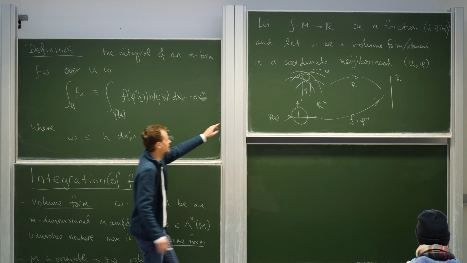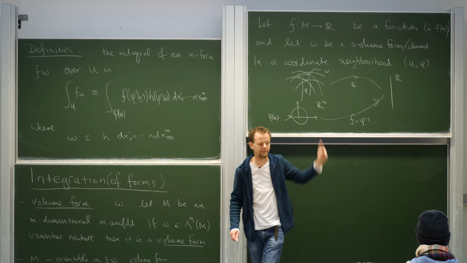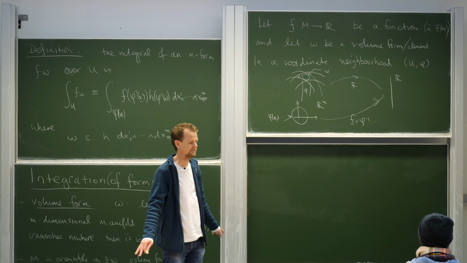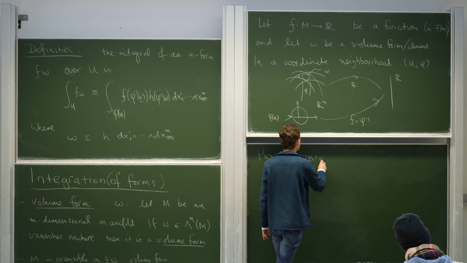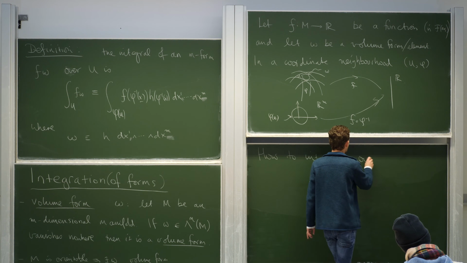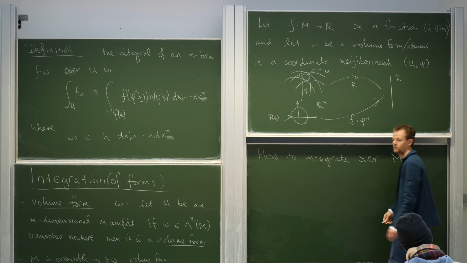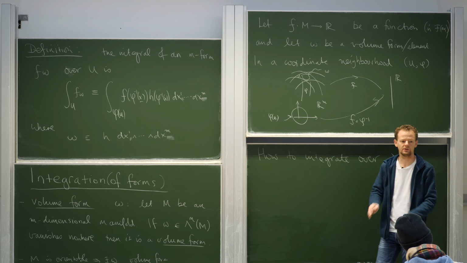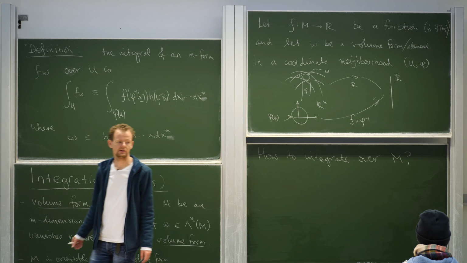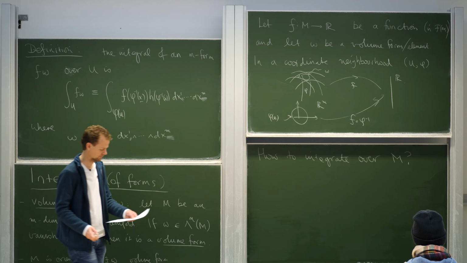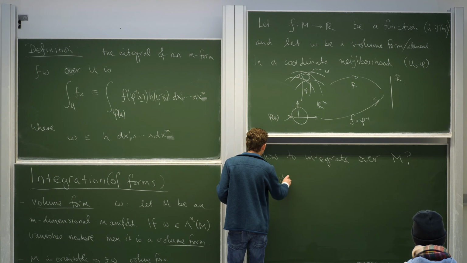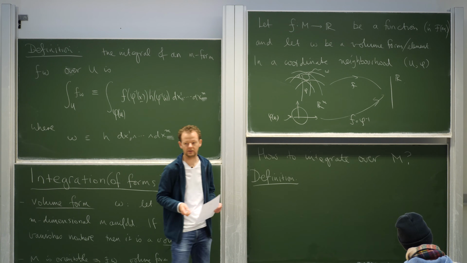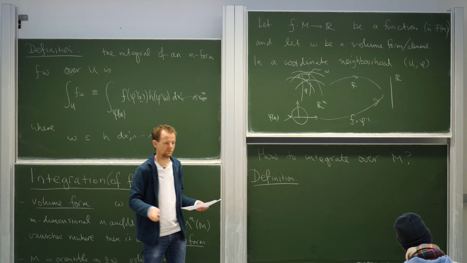Okay, that's great. So we can integrate over a coordinate chart. Super duper. But that's not like integrating over M, is it? So that presents further challenges. How do we integrate a function over all of M? Surely that's something we should be able to do. All right. You can do it, but you need extra information.